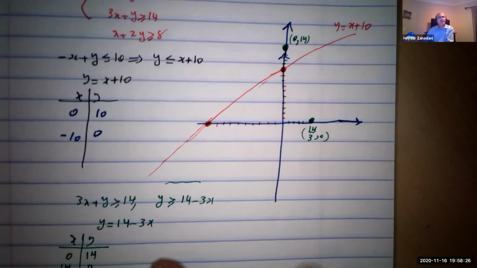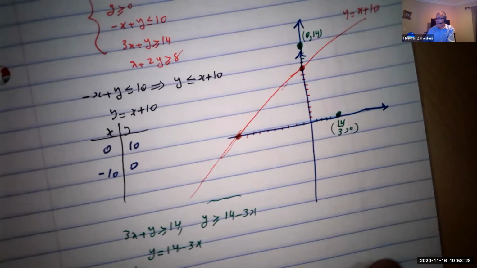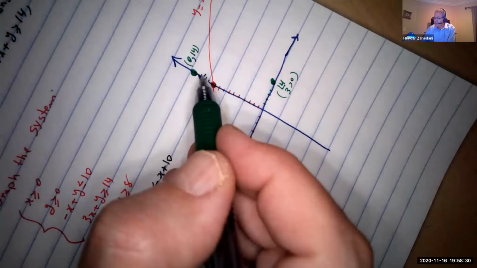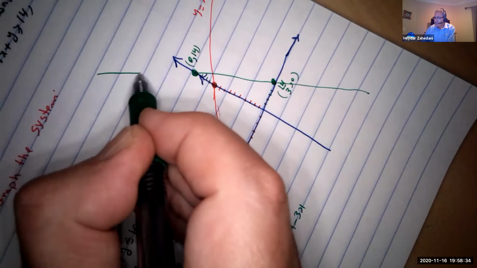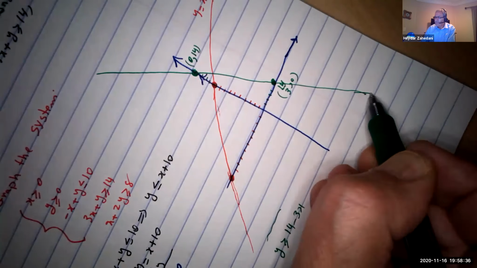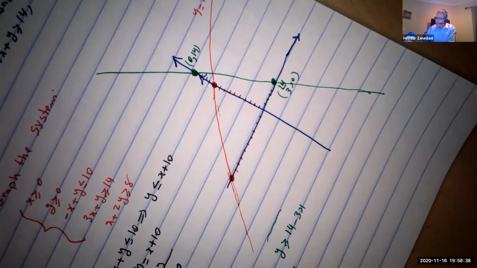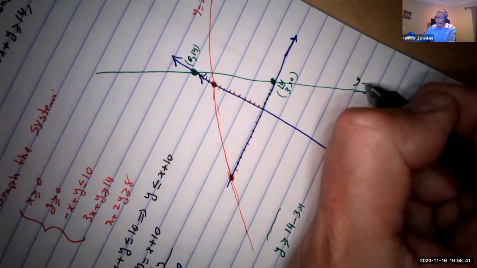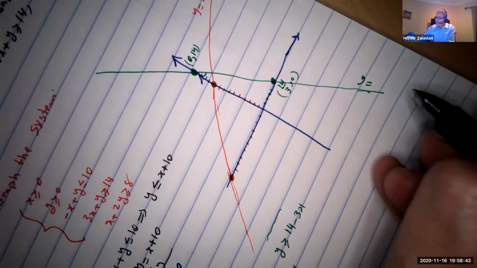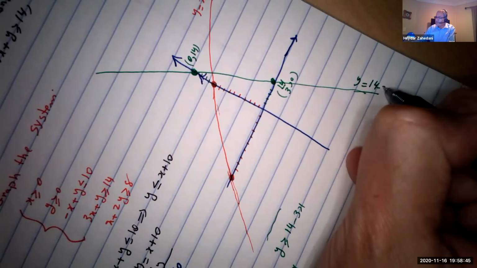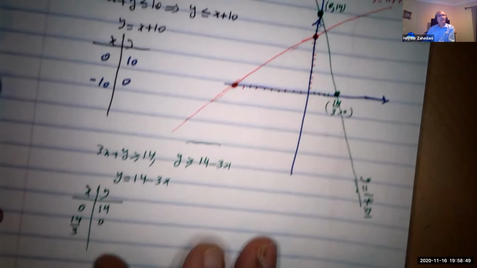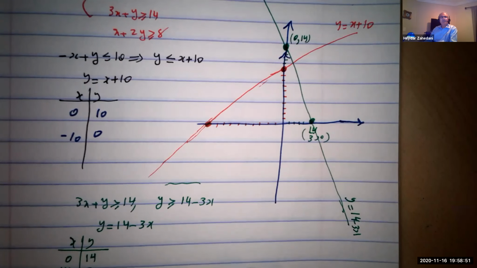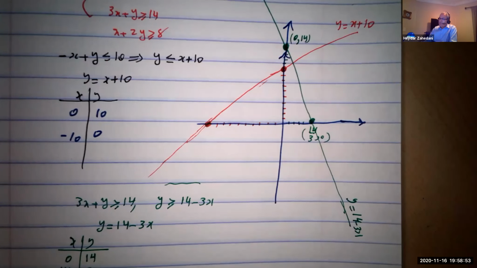Okay, now we connect them together. We connect, and this is going to be the line in question. So this line is y equal to 14 minus 3x. So it's going to be the third one. Again, the region is going to be in the first quadrant.